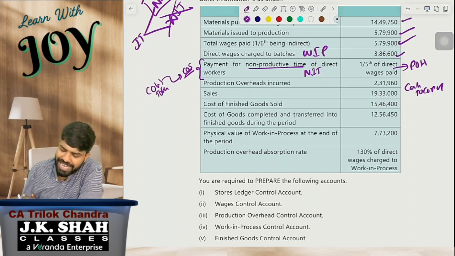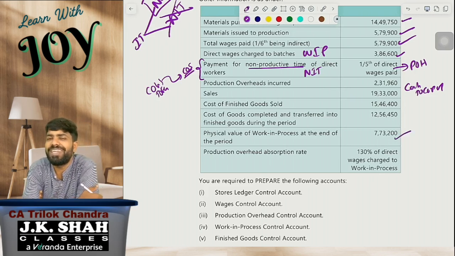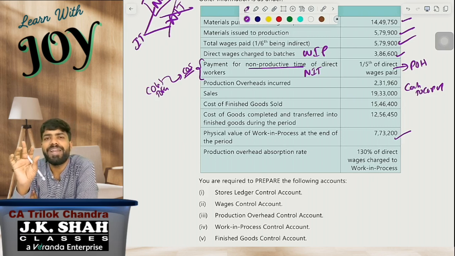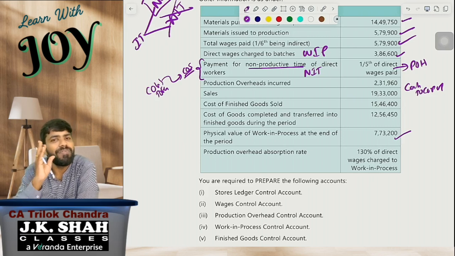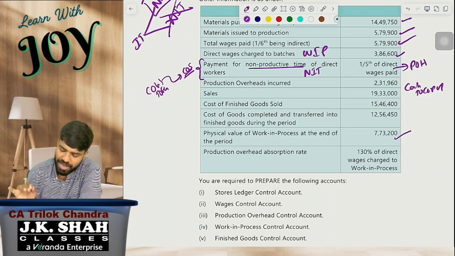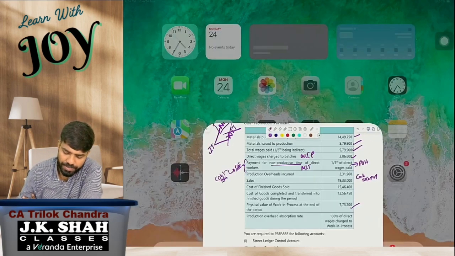Next, physical value of work in progress at the end of the period, 7,73,200. Please understand, physical value means according to the valuation rules. The value comes to 7,73,200. Are you understanding? Normally, WIP should be valued according to percentage of completion. That is one way of doing. Another way is comparing with the market. So at present, the value of the stock is 7,73,200.